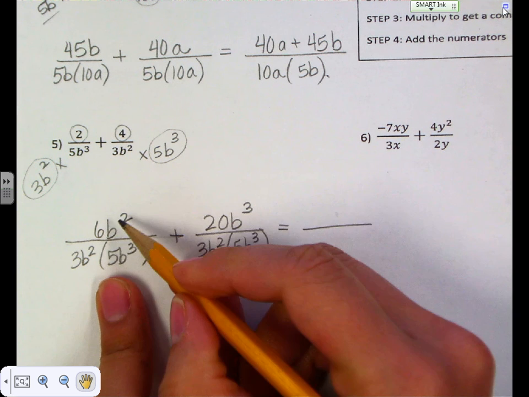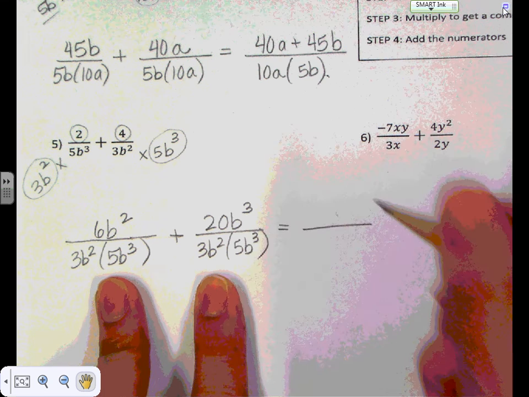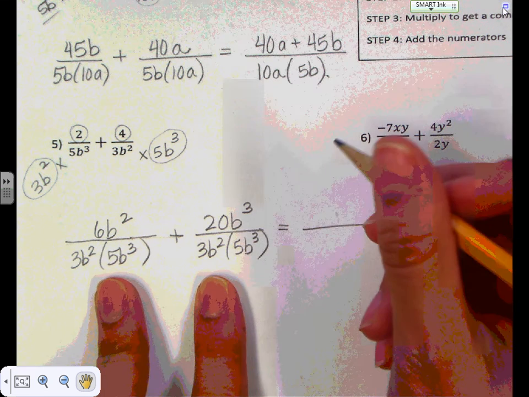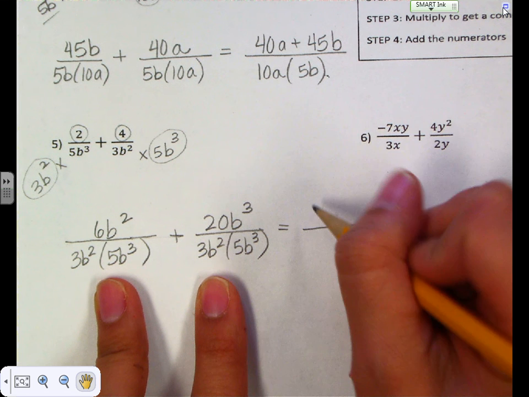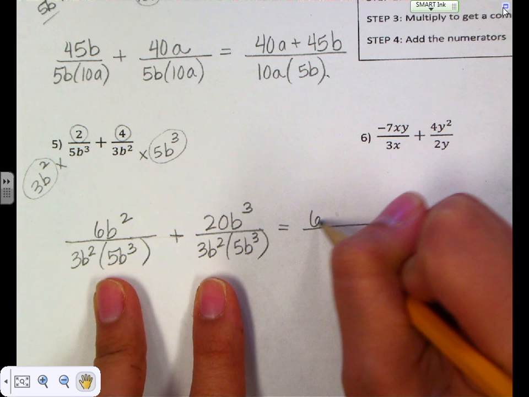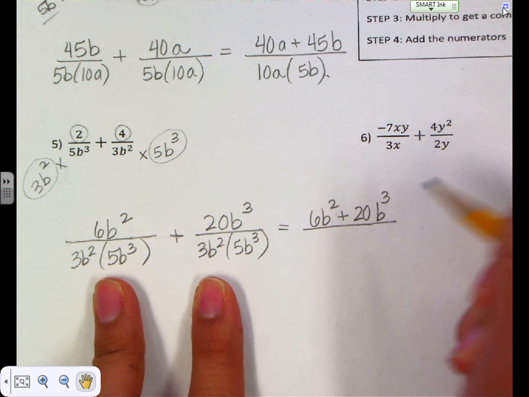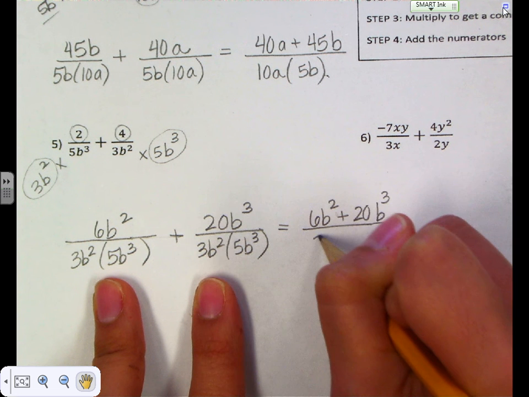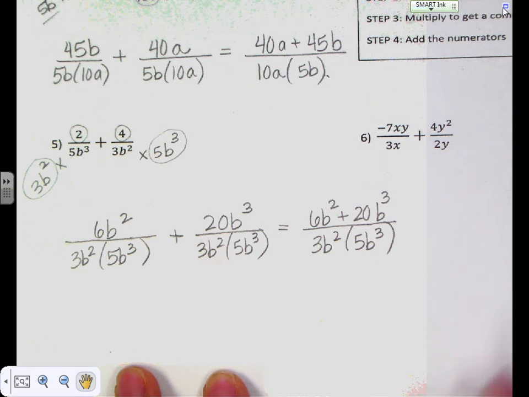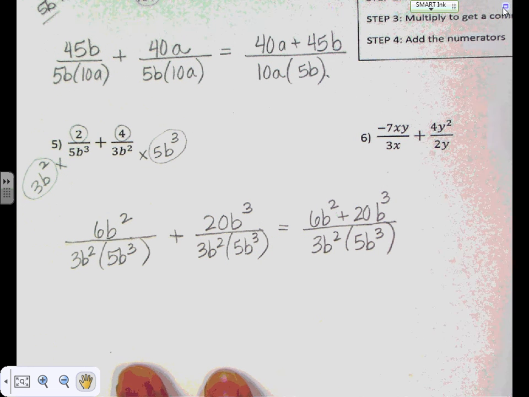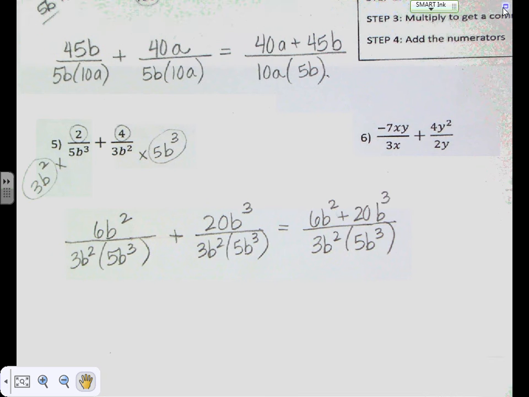Can I? Are they from the same family? So I'm going to leave them separate. So I really have 6b squared plus 20b cubed all over 3b squared times 5b cubed. Okay, and I would like you guys to do number 6.